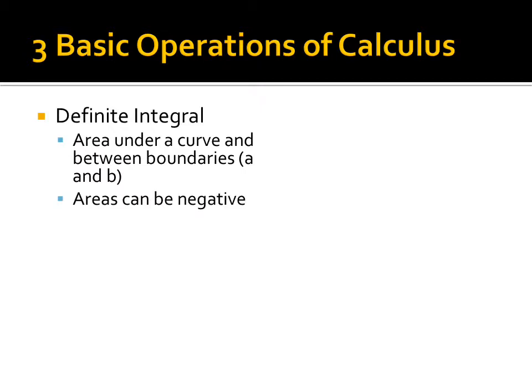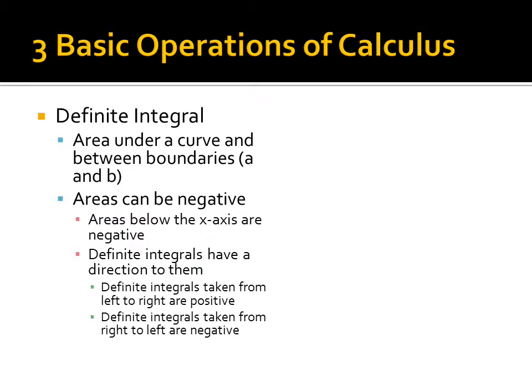Now, another interesting twist on the definite integral is that your areas can be negative. So, which areas are negative? The areas below the x-axis are negative, and also definite integrals have some direction to them, right? I said you started at A and you end at B, so you go from A to B, and that means they've got some direction to them. So definite integrals taken from left to right are positive, and definite integrals taken from right to left are negative.